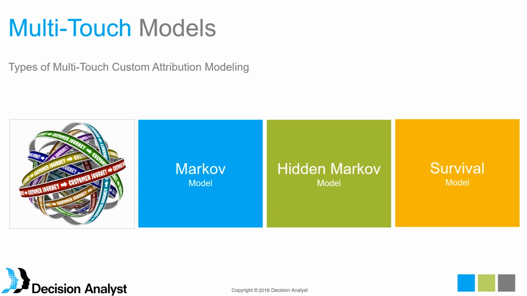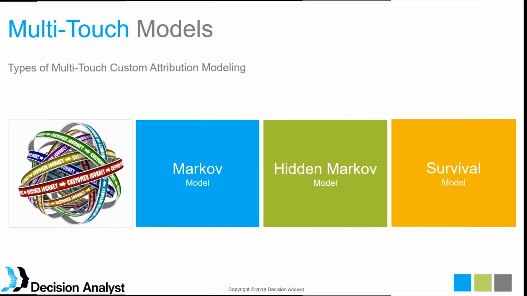We're going to talk today about three different kinds of attribution modeling approaches: the Markov model, the hidden Markov model, and the survival model. We'll talk about each of these in turn.